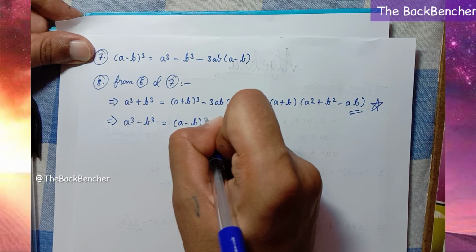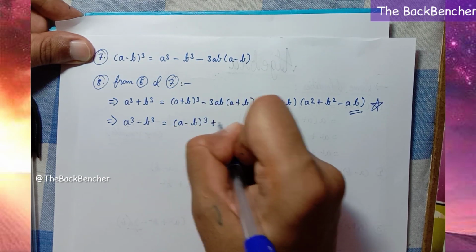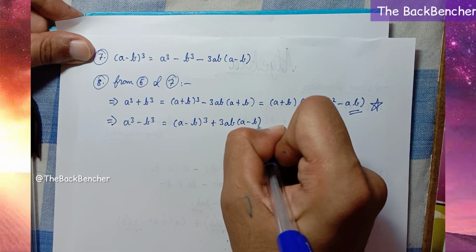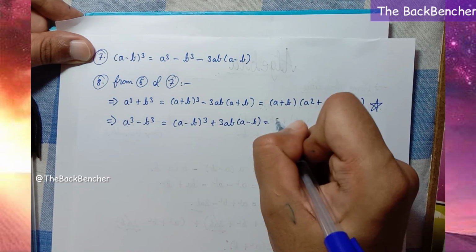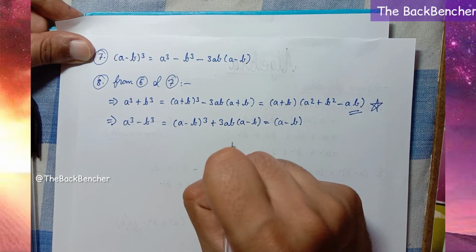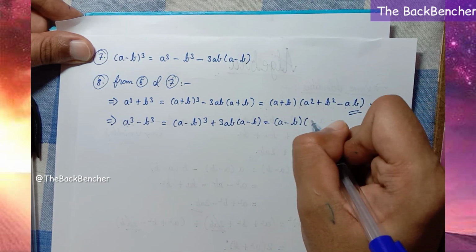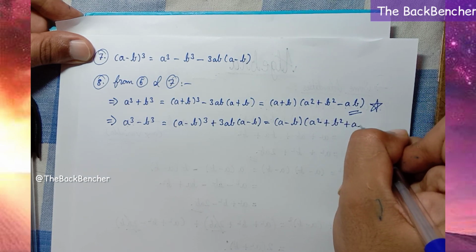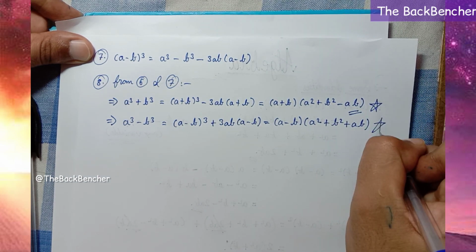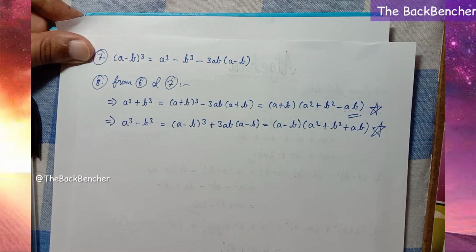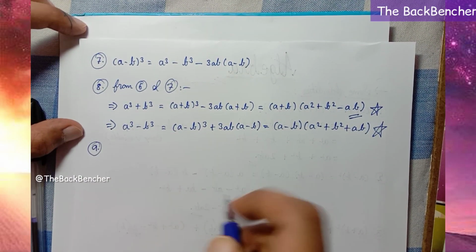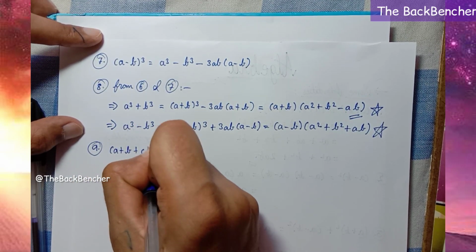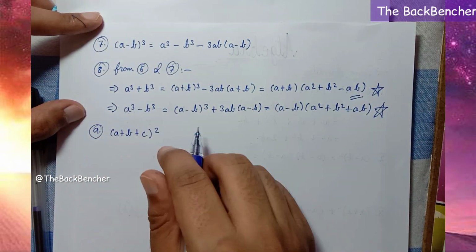and a cube minus b cube. The a cube minus b cube, you can further solve it from the seventh equation. a cube minus b cube equals (a-b) whole cube plus 3ab(a-b), that is (a-b)(a square plus b square plus ab). Okay, this is very important. Both of these equations are very important for various examinations. And the ninth, we are now dealing with the three variables.